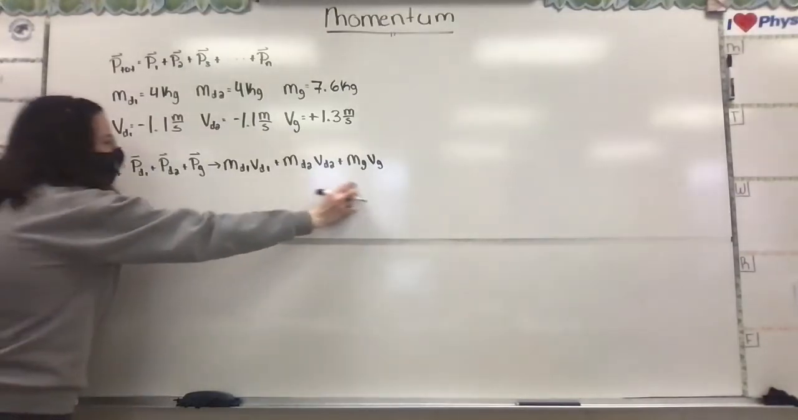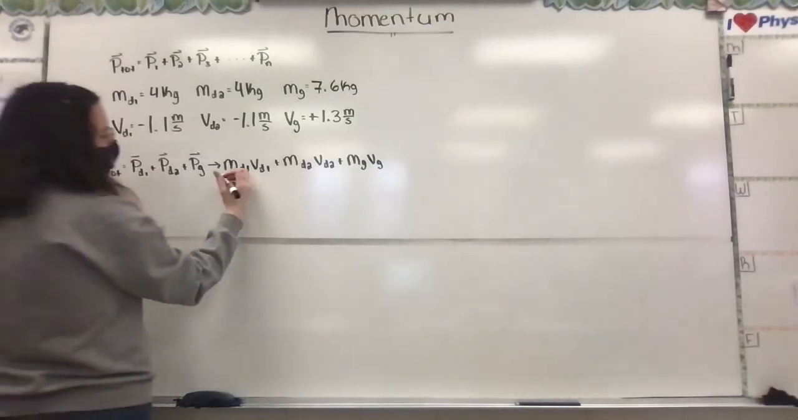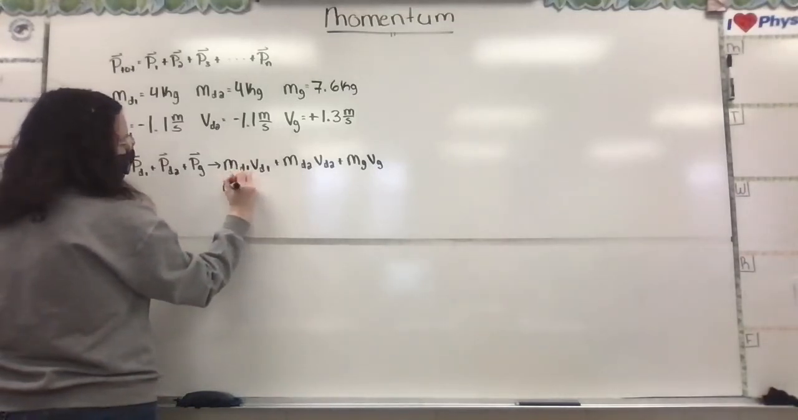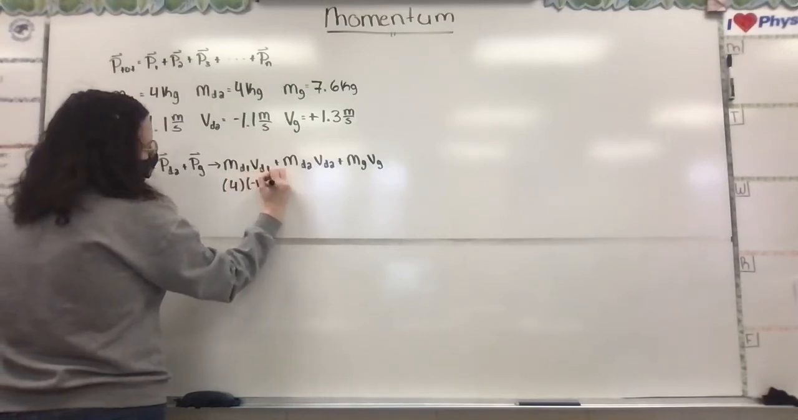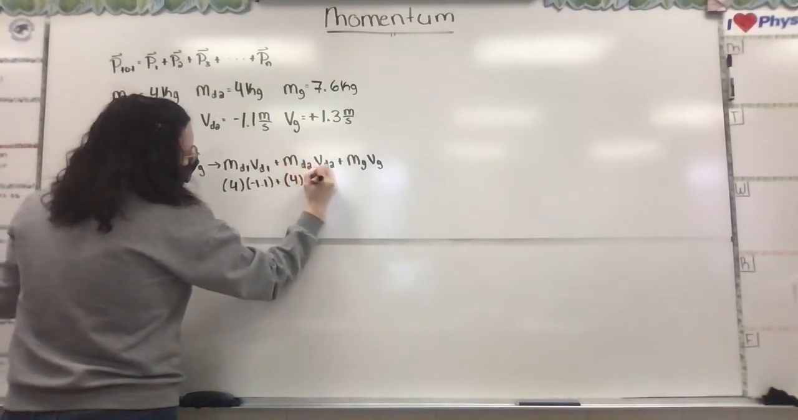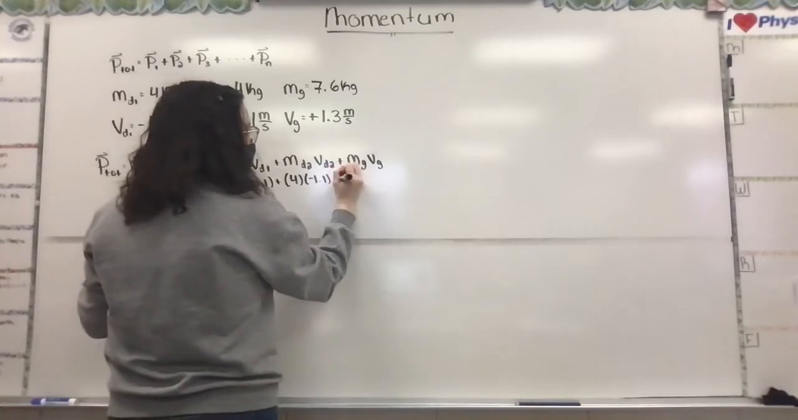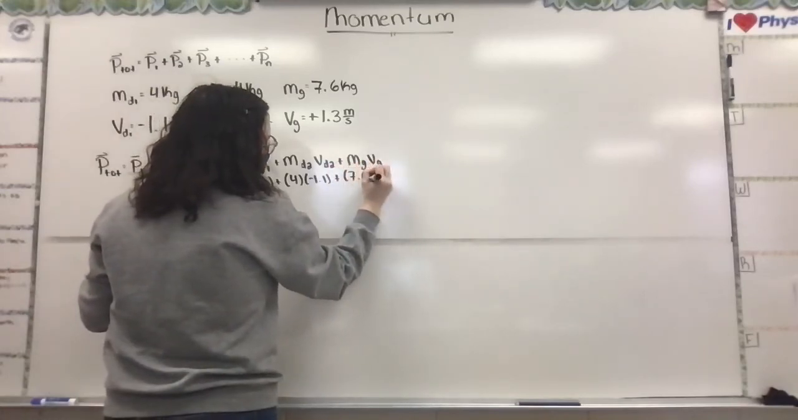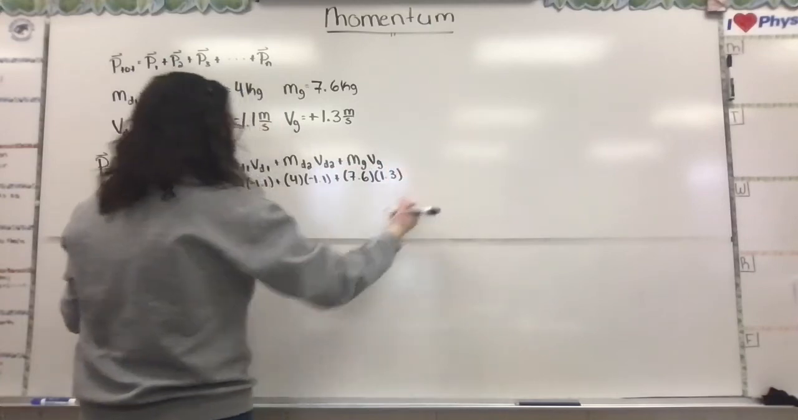Yep. So after you do this, you can go through and you can start plugging in your numbers so you can see what they would look like. So you would have 4 times negative 1.1 plus 4 times negative 1.1 plus 7.6 times that positive 1.3.